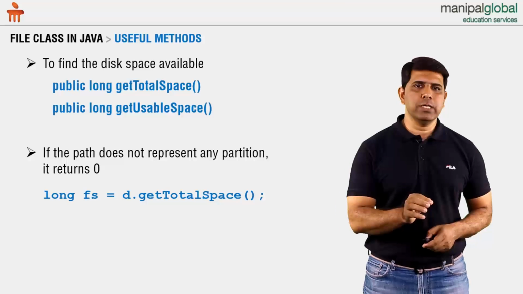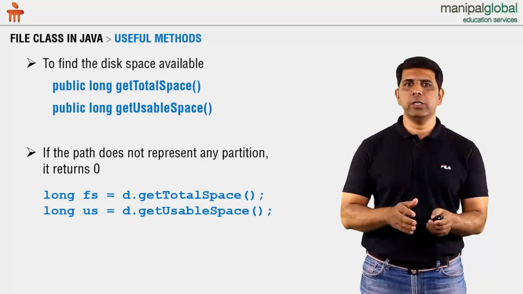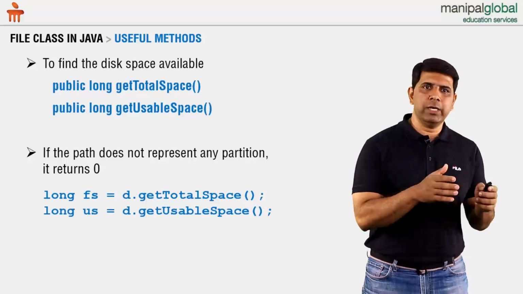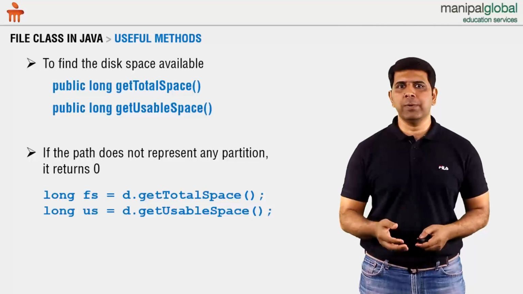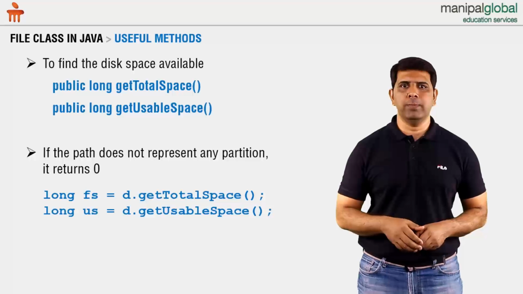So how do we use this? d.getTotalSpace or d.getUsableSpace. Now remember, the return values are long, so don't assign it to an int, because it would give an error. Long is 8 bytes, int is 4 bytes, so that's going to be a problem.